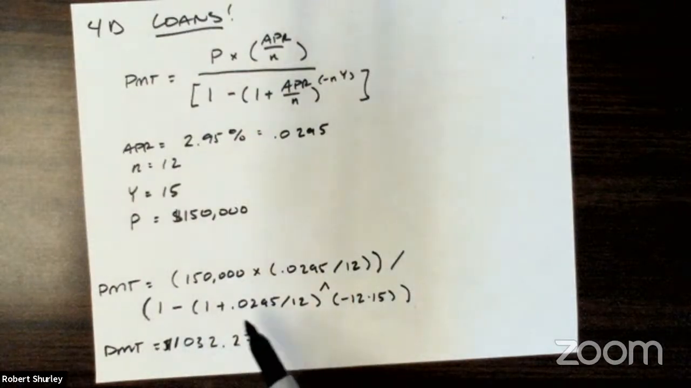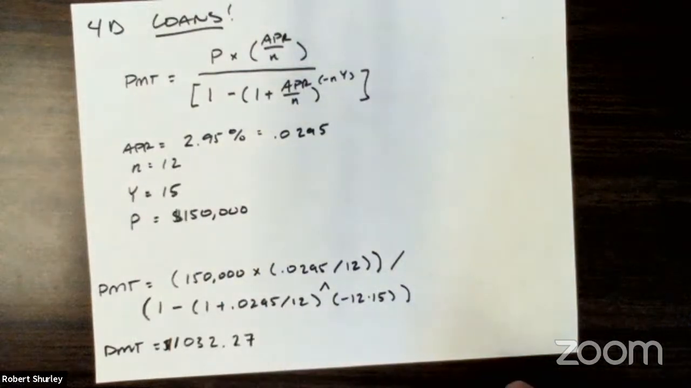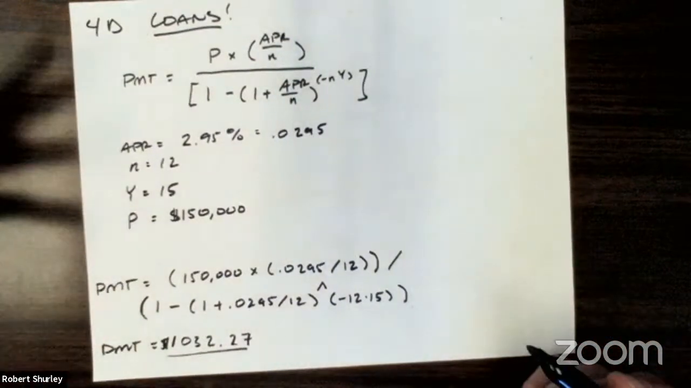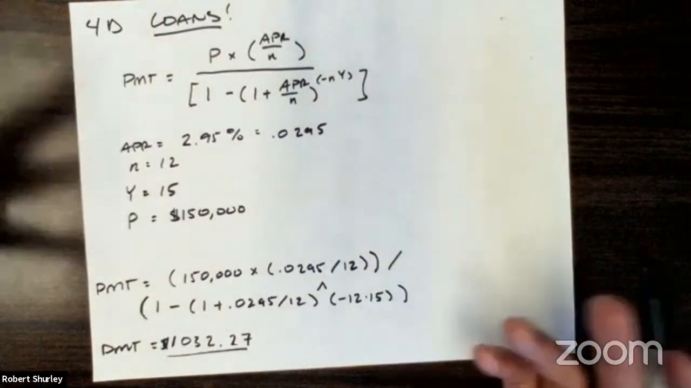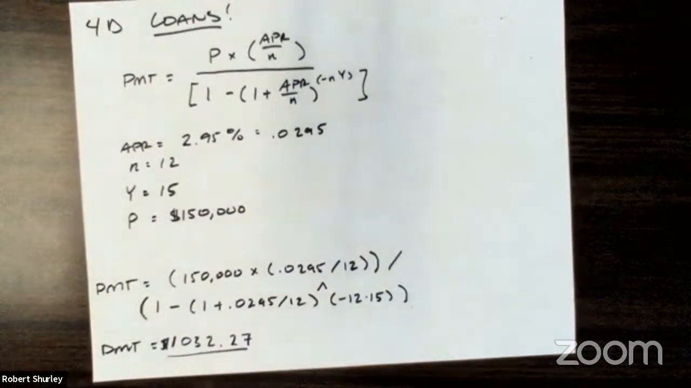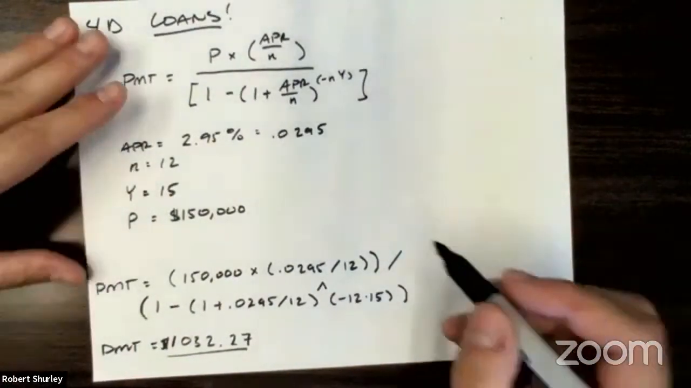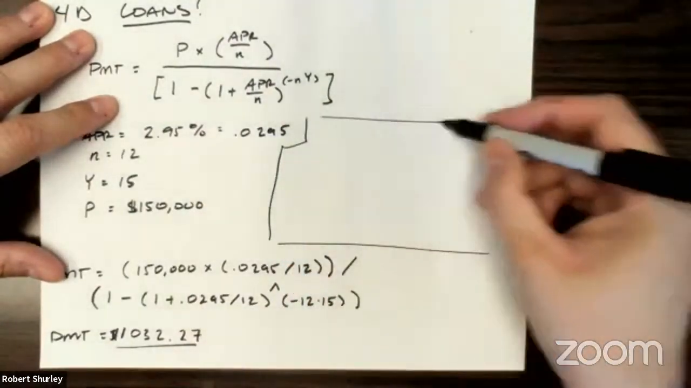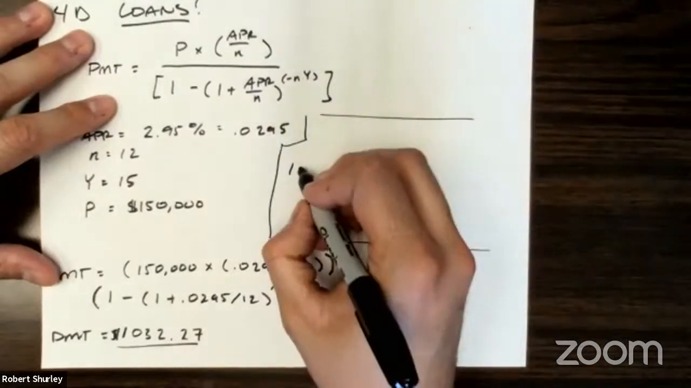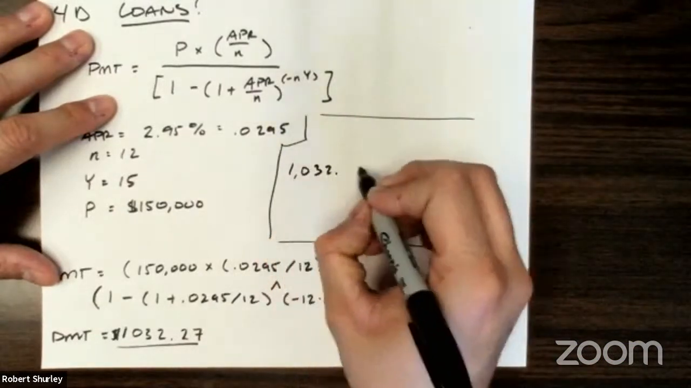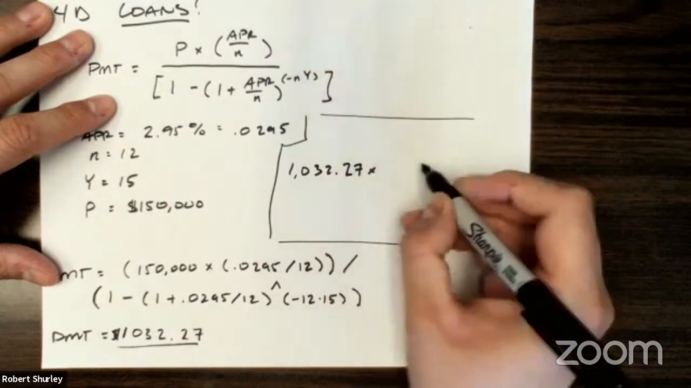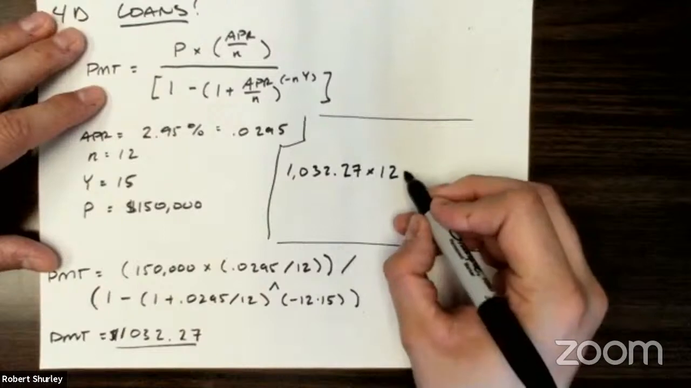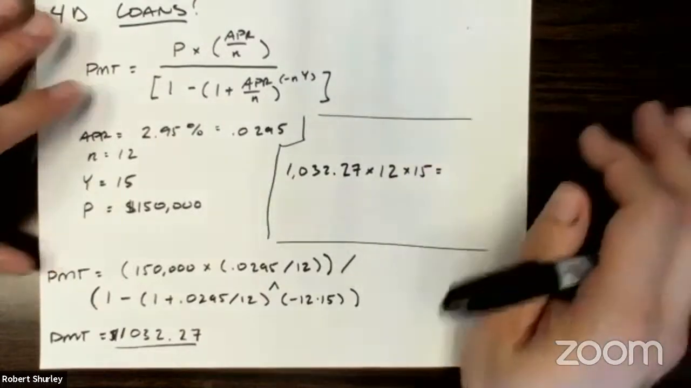Now, just because I'm interested, and I think this turns into an example later on, I want to see how much that winds up being over those 15 years, right? So if my payment's $1,032.27, I want to know, well, how much goes to the bank and how much actually goes to paying off the loan, right? So I'm going to do this on the side over here. I'm going to say $1,032.27 times 12 months, right? Because I'm going to make that each month, times 15 years.